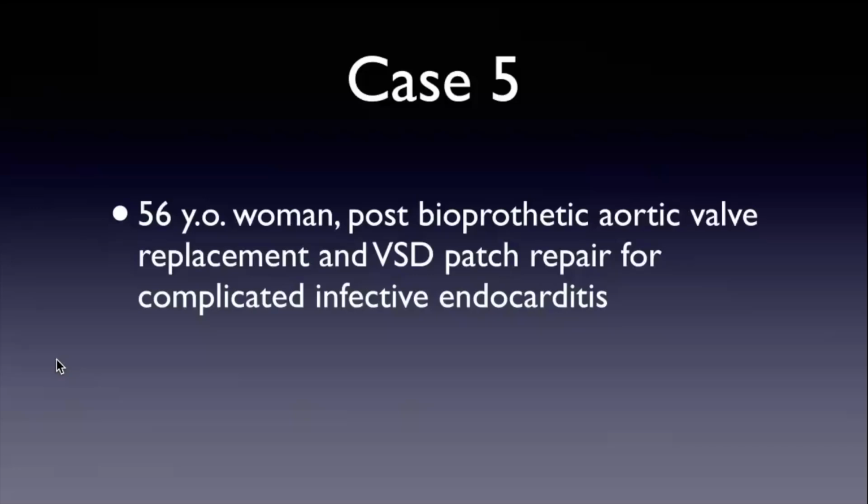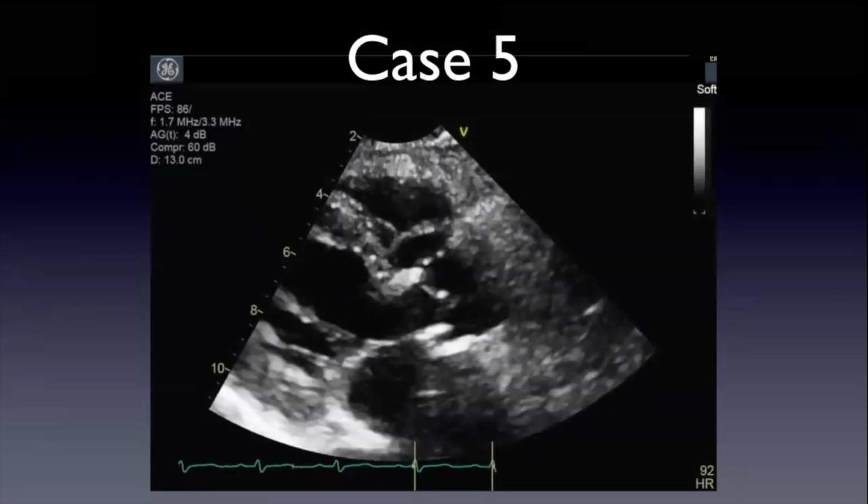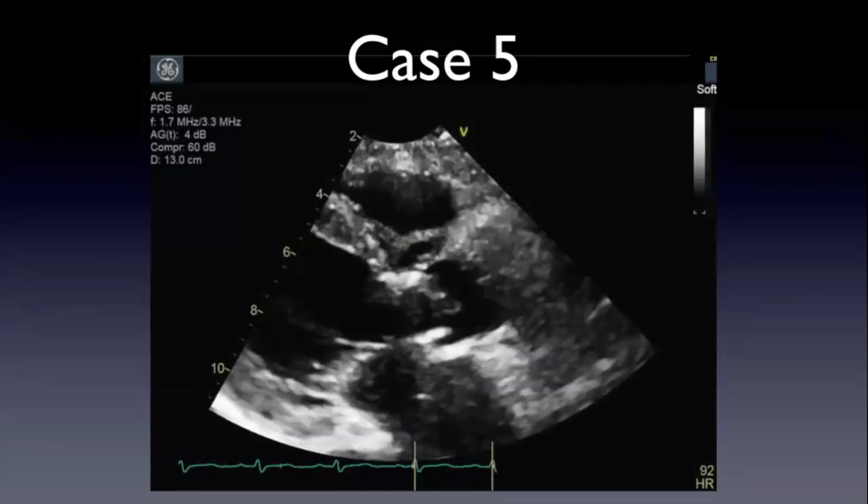Okay, so we've done lots of contrast examples for LV opacification, looking at apical abnormalities, aneurysms, diverticulum, LV muscle bundles. So now a couple of outside-the-box applications of contrast to help delineate abnormalities that we see on echocardiography. So here's a 56-year-old woman post bioprosthetic aortic valve replacement and a VSD patch repair for complicated infective endocarditis. What do we see here?